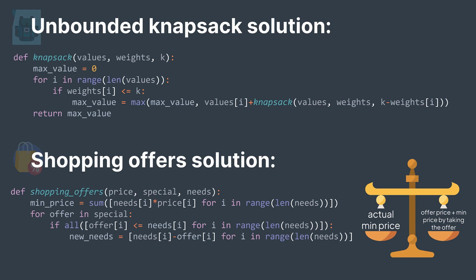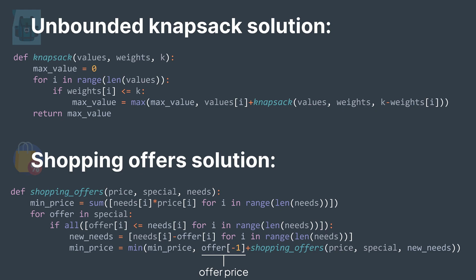Also, the price of the offer is in the last cell. In Python we write offer of -1. So we write min price becomes the min between its actual value and offer of -1 plus the result of calling recursively with the new needs. After doing so for each offer, we return the min price we found.